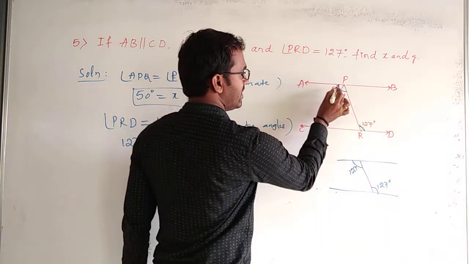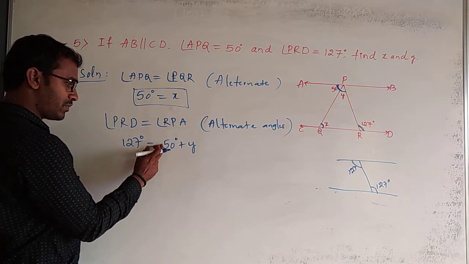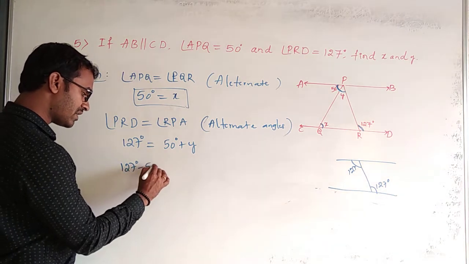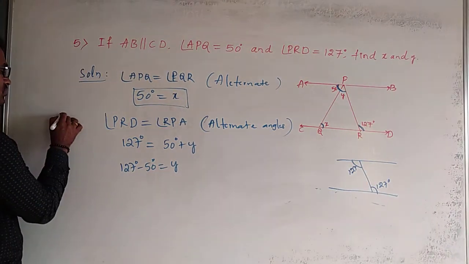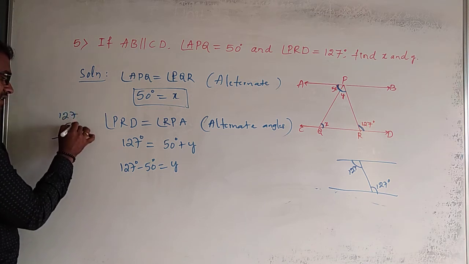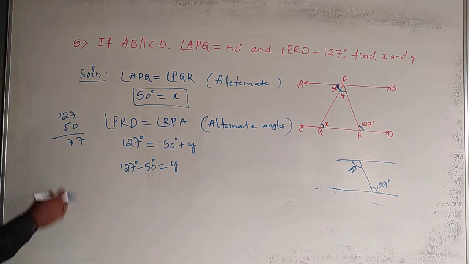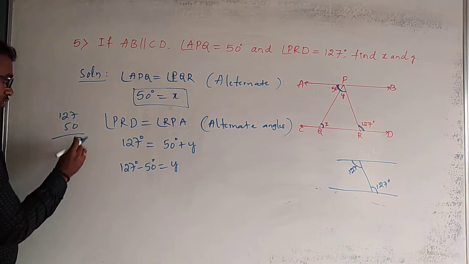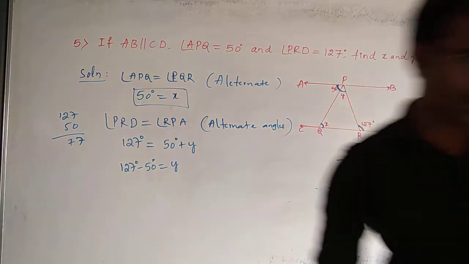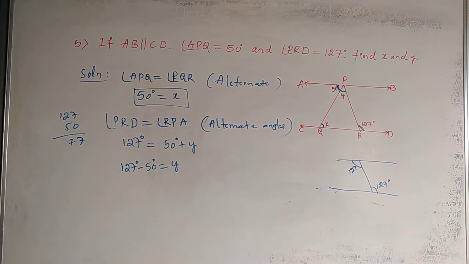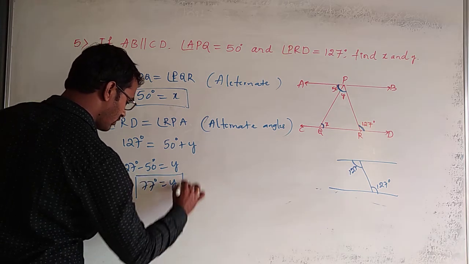The total angle RPA is 50 plus what? This is the 50 degree plus what? Then you take 50 degree to the LHS. 127 degree minus 50 degree equal to y. 127 minus 50, that is 77 degree. So 77 degree equal to y.